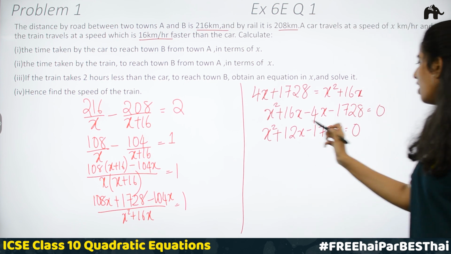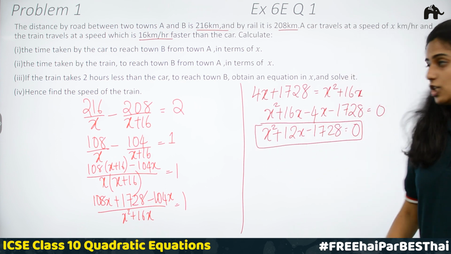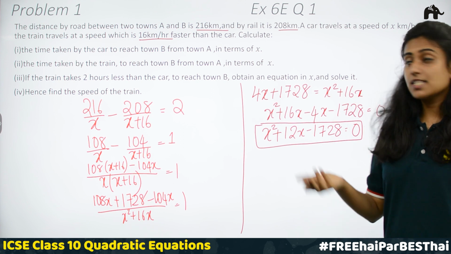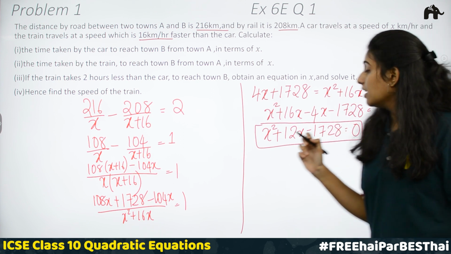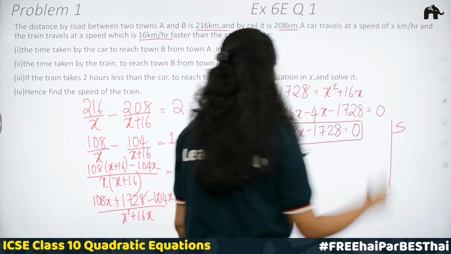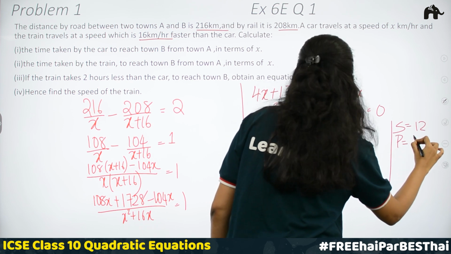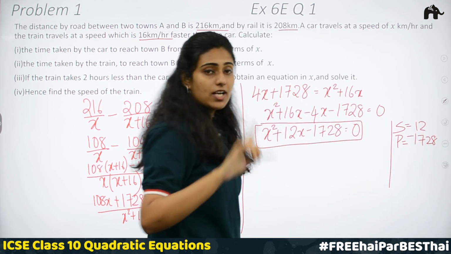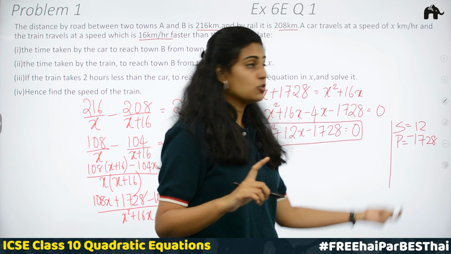Next, to solve this, we got the quadratic equation. This is our required quadratic equation. To solve this, you can use the method of splitting the middle term or use the quadratic formula. Here, to split the middle term, sum of the two numbers selected should be equal to 12 and product should be equal to minus 1728. Here there is a negative. One number should be positive and the other should be negative, and the greater number chosen should be positive because sum is positive.